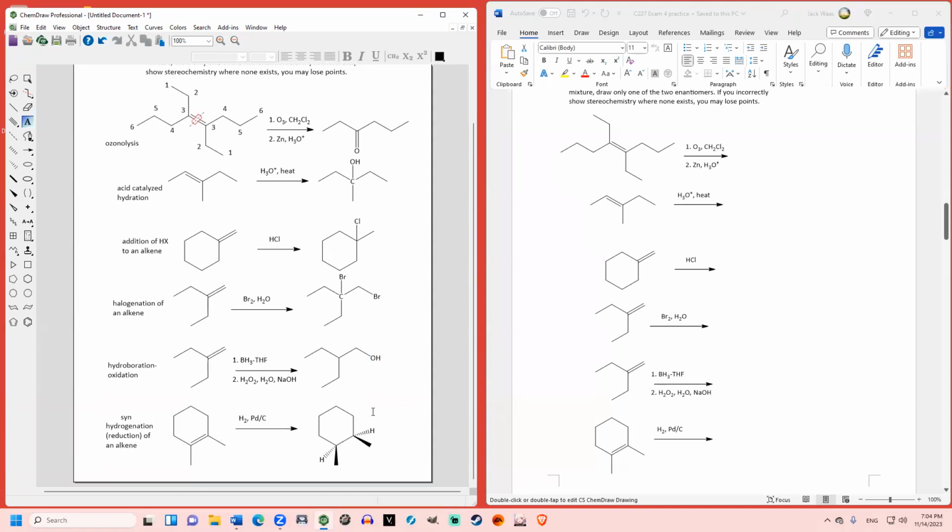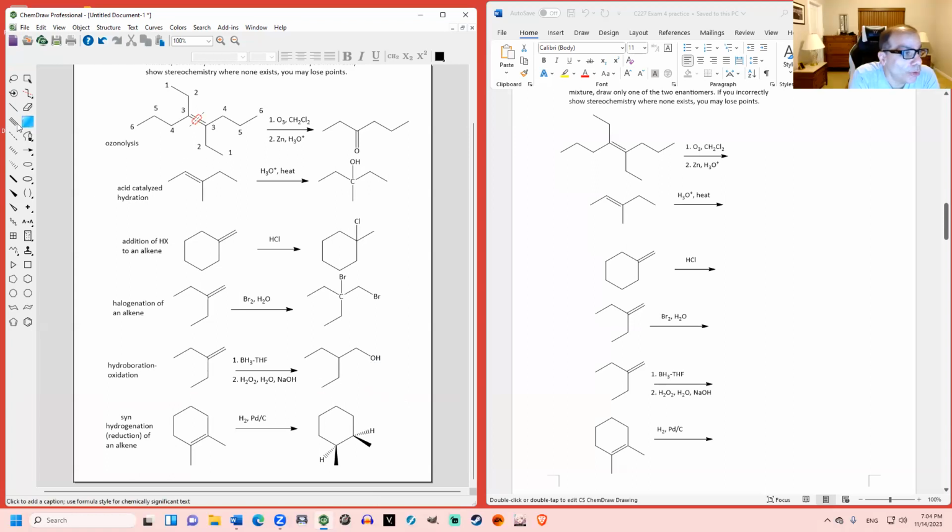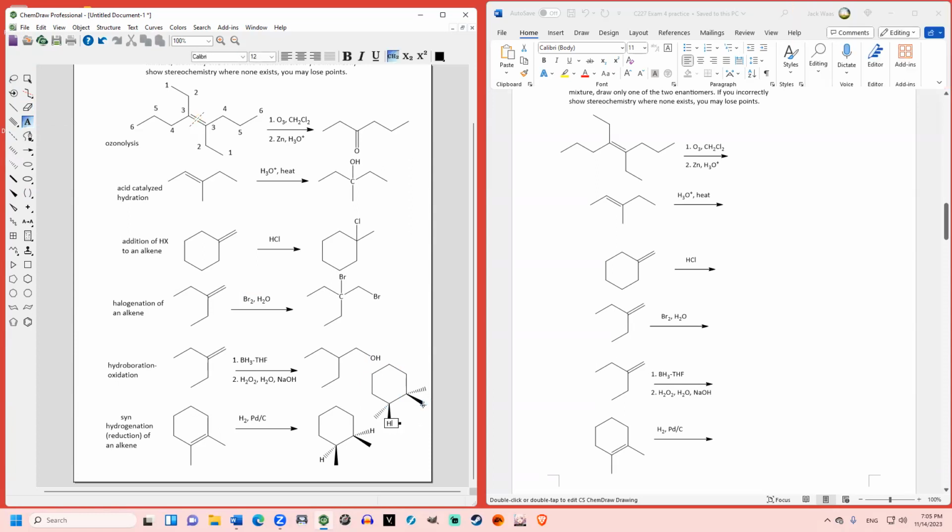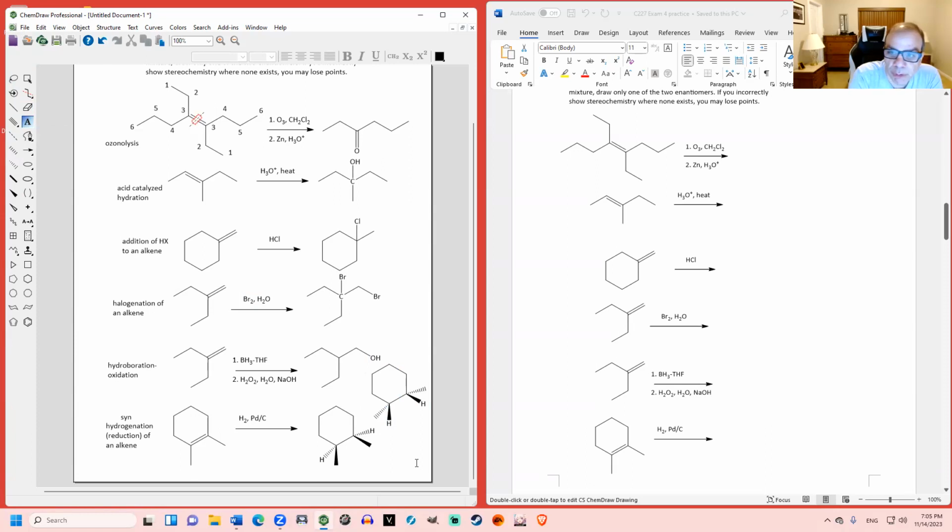I had a question. Sure. So you said we have to show the stereochemistry, so we would have to show the wedge bonds? You could also draw it with dotted bonds. You could also draw it like this. It's the same compound. But we couldn't just draw like the line? No, you couldn't. That would lose points. Okay. Because it doesn't show that you're aware that the hydrogenation is syn.